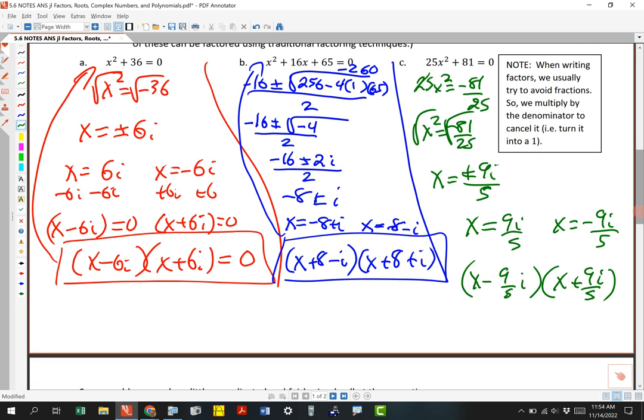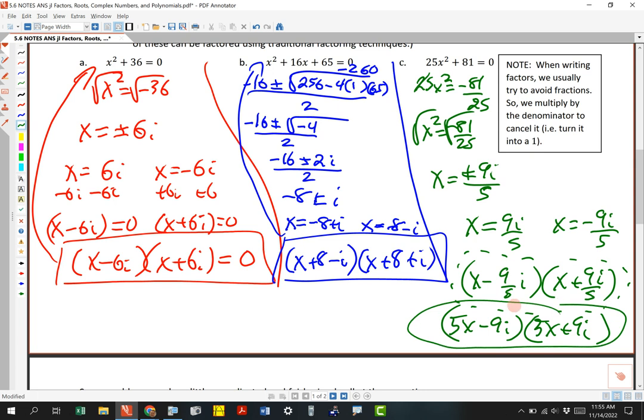Okay, now here's normally how we write them. There is nothing wrong with this, and honestly, I probably would leave it this way, but many times we don't like to have fractions. So what we'll do is we'll multiply each one of these by a 5. So if I multiply this one by 5, I get 5x minus 9i. And if I multiply this one by 5, I get 5x plus 9i. And there's some nice symmetry to all that. We still get something that looks like conjugates. Okay, everybody good there?